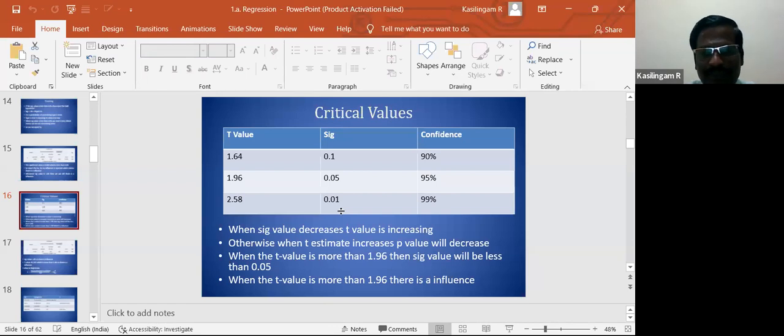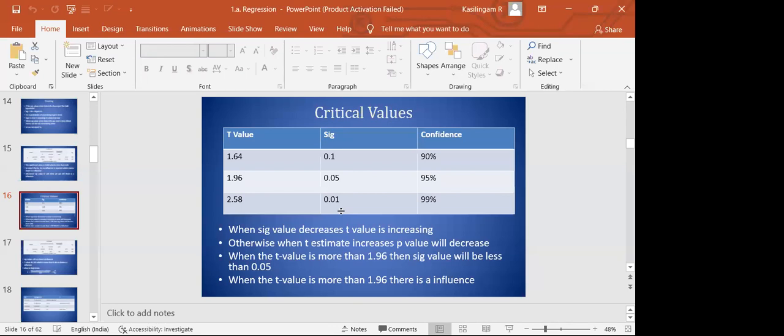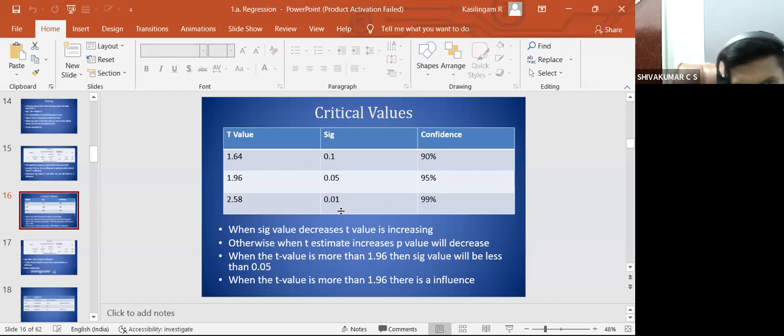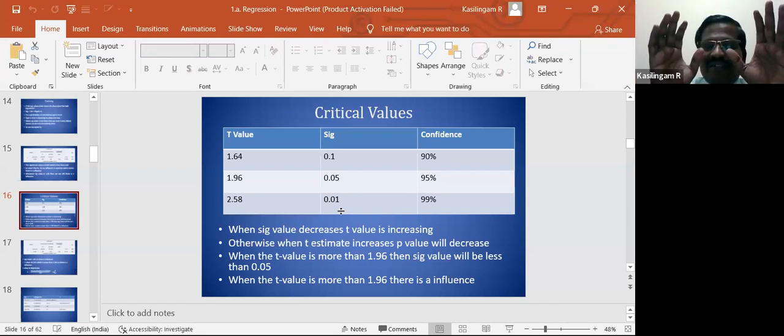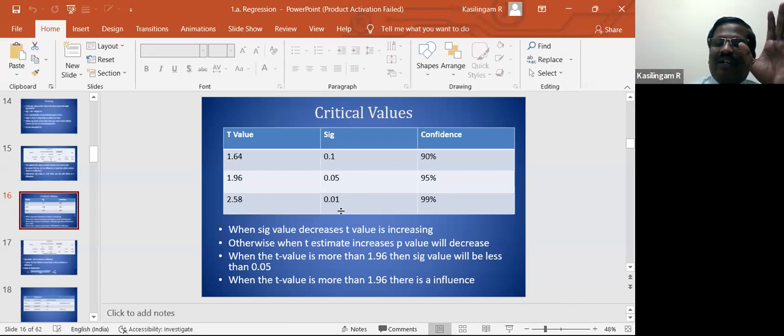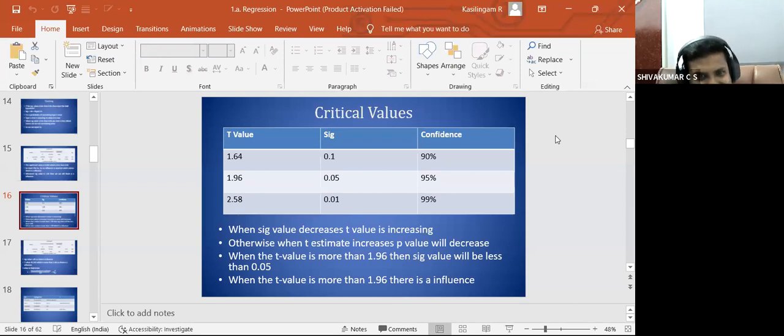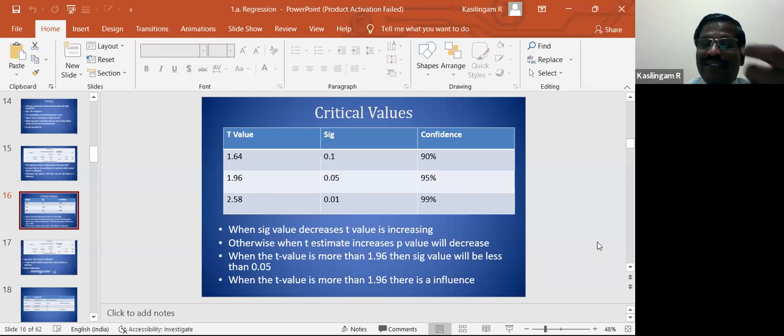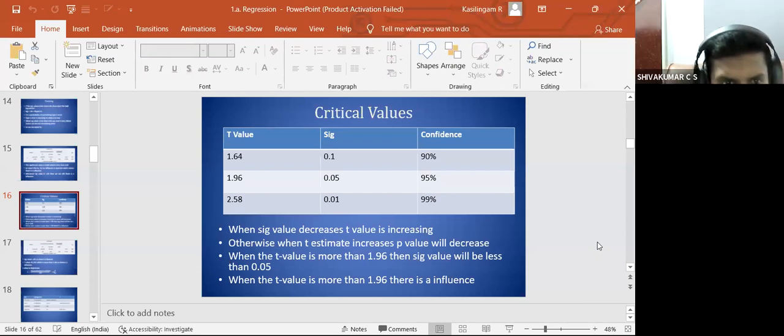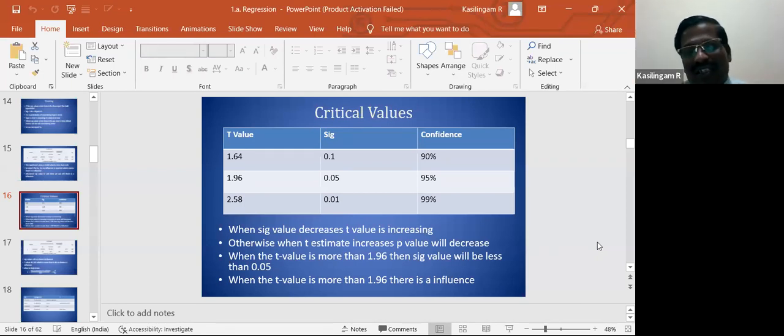Now tell, madam. Sir, if the t value is 2.58, than 0.01. Wait, sir. What I am saying is, when the significant value is less than 0.05, we reject the null hypothesis. Now you tell, sir. When the significant value is less than 0.05, reject the null hypothesis, accept the alternative hypothesis. Whatever I am telling, you tell the same statement, sir.